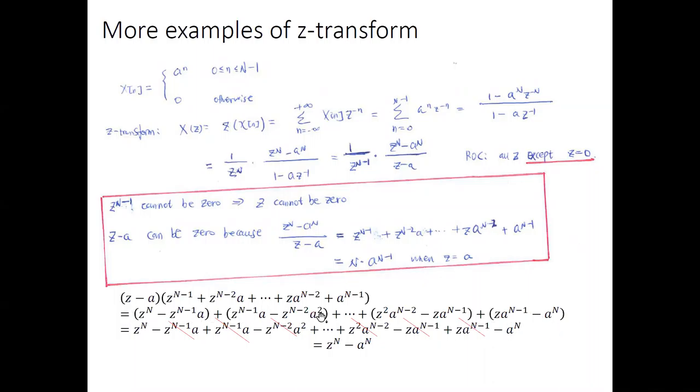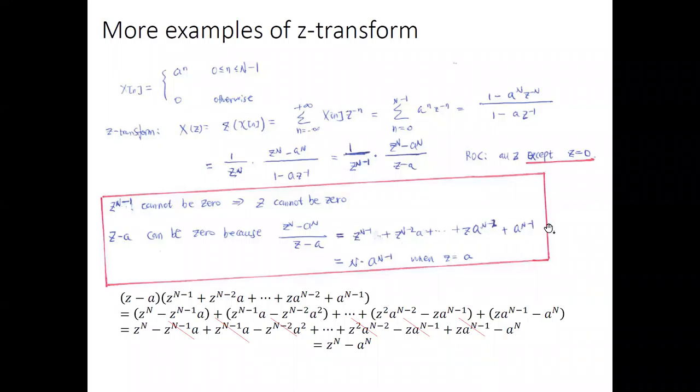Now if we break all the brackets, the second and third terms are the same with different signs, so they cancel each other. The fourth and fifth terms cancel each other, etc. And what is left is only the first term, z to the power N, and the last term, minus a to the power N. So the multiplication of these two polynomials is z to the power N minus a to the power N. In other words, if we divide z to the power N minus a to the power N by z minus a, then the result is this polynomial, this N minus one order polynomial.